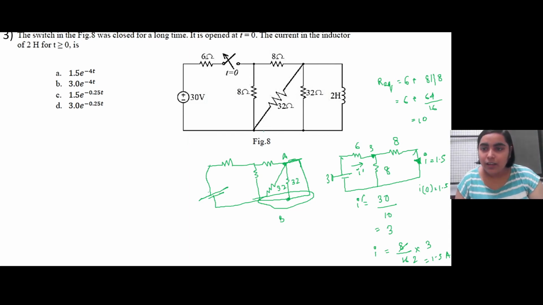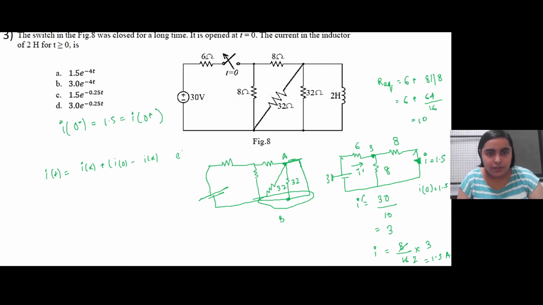For this case, this is infinity. Now during the switching condition, I of 0 minus is actually the steady state condition before switching. So this is 1.5, and this will be equal to the current just after switching. So now I of t is I infinity plus I of 0 minus I of infinity, e to the power minus t by tau.